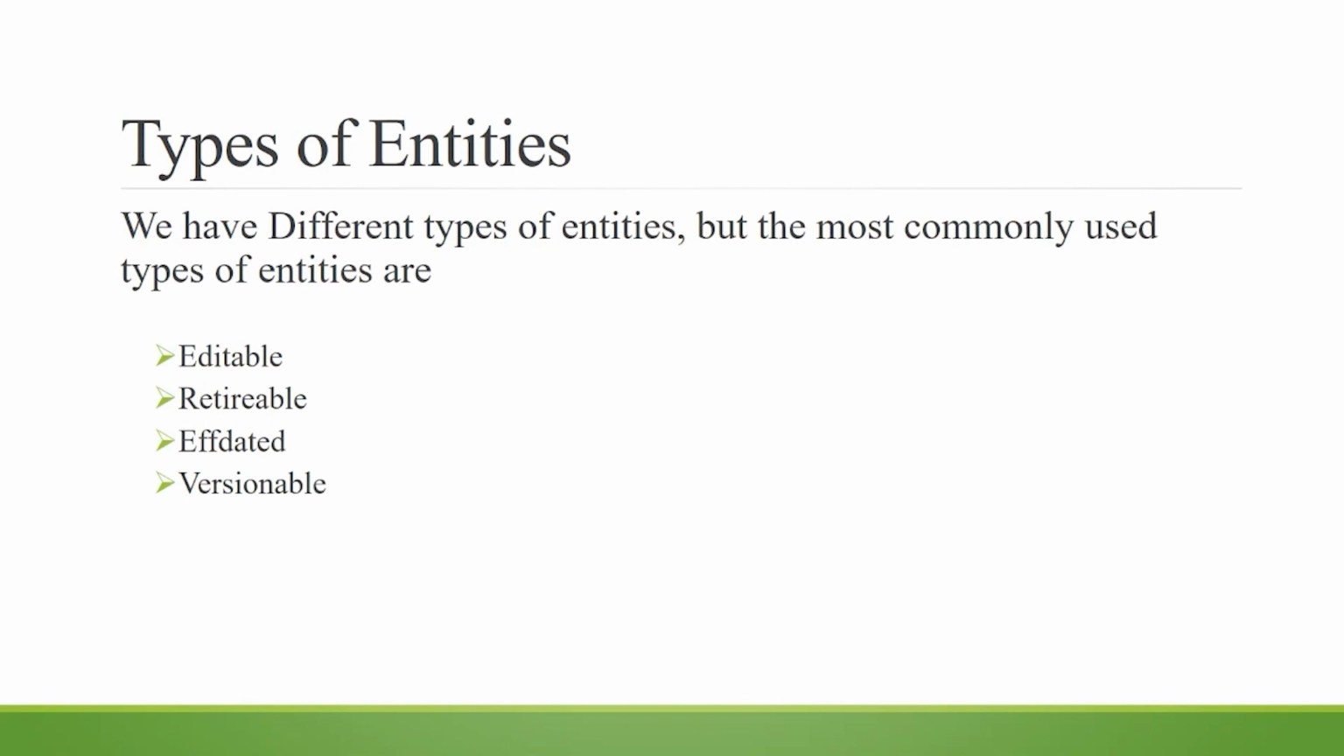Now coming to types of entities. We have different types of entities in Guidewire, but the most commonly used types are editable entity, retirable entity, updated entity and versionable entity. The first one is editable entity. Editable entities are the entities that can be edited. Now coming to retirable entity. Retirable entity is the most common type of entity, and an instance of a retirable entity is not deleted. If we want to delete data, PolicyCenter does not delete the data, but the data is no longer in use. That is retirable entity.